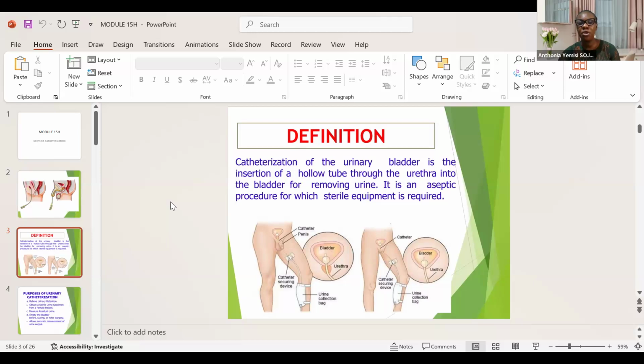So catheterization of the urinary bladder is the insertion of a hollow tube through the urethra into the bladder for removing urine. It's an aseptic procedure. Aseptic meaning it's a sterile procedure, and the equipment you would usually use are sterile equipment. So here you have the picture of the urethra catheter going through the penis into the person's bladder, and is secured to the thigh and drains into a urine bag. You have the same picture on the other side.